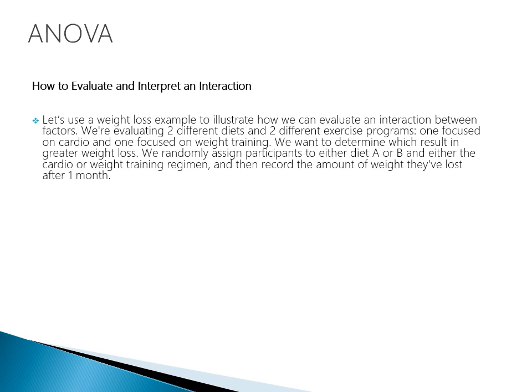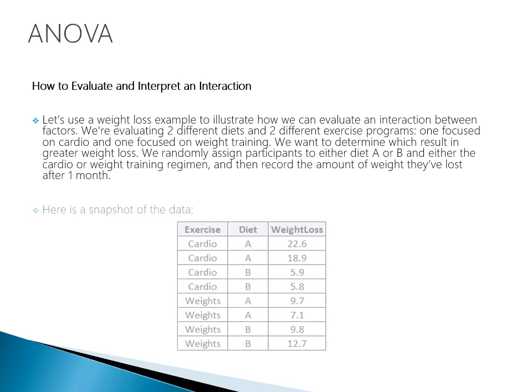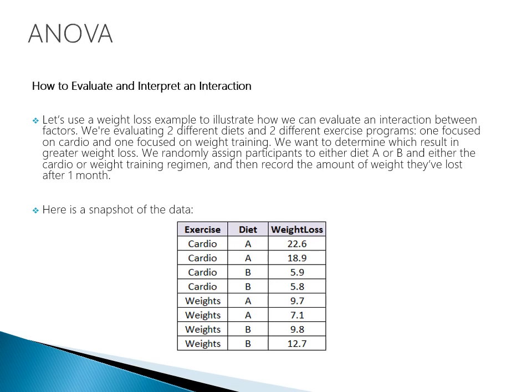So we randomly assign participants to diet A or diet B in either the cardio or weight training regimen, and then we record the amount of weight that they've lost after a certain period of time, in this case 1 month. So here's a snapshot of the data that we have in our data set. It's a very, very simple one. It's just 3 columns of information: cardio, diet A, and the amount of weight loss.